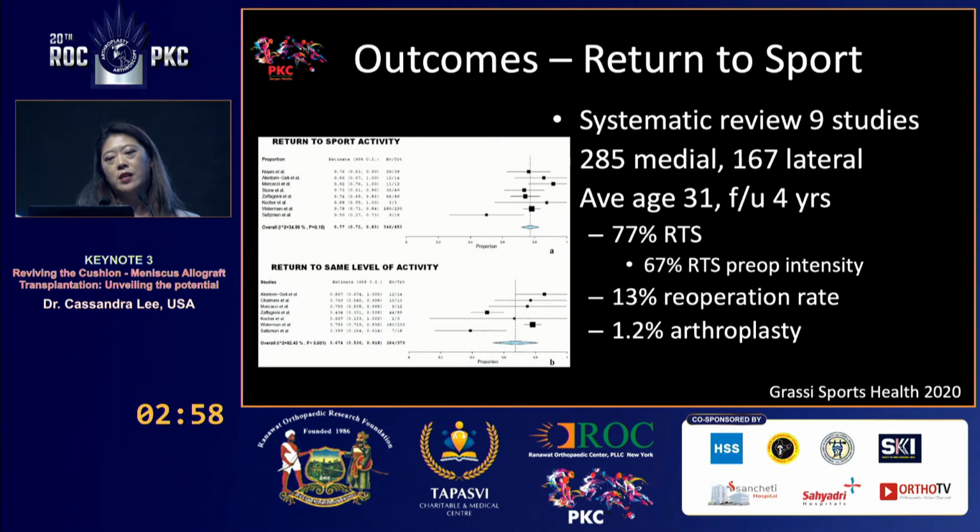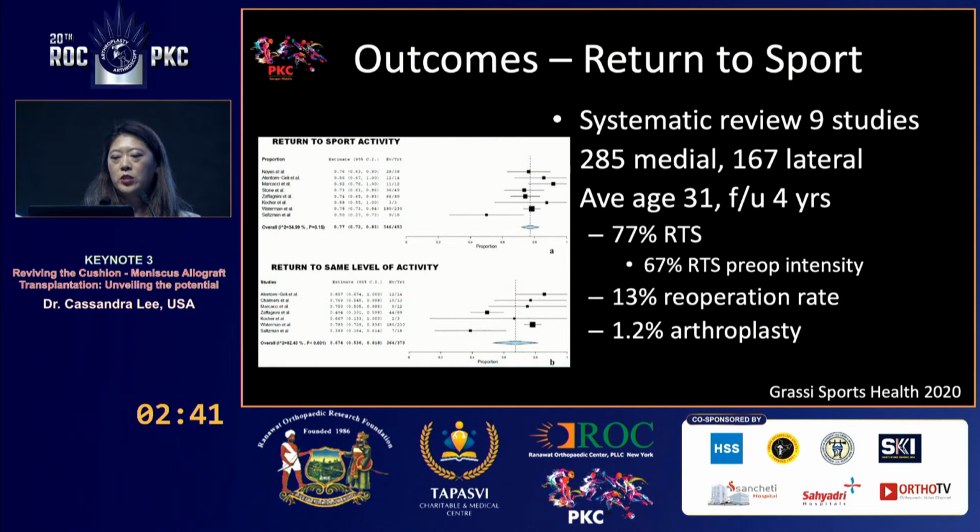So, a systematic review of 9 studies looking at 285 medial, 167 lateral. Average age at follow-up is 31 years, right? So these are younger patients. About 3/4 of patients will be able to return to sport, but not everyone can get back to their pre-injury level of activity. Only about 2/3 can get back to their pre-injury level of activity.